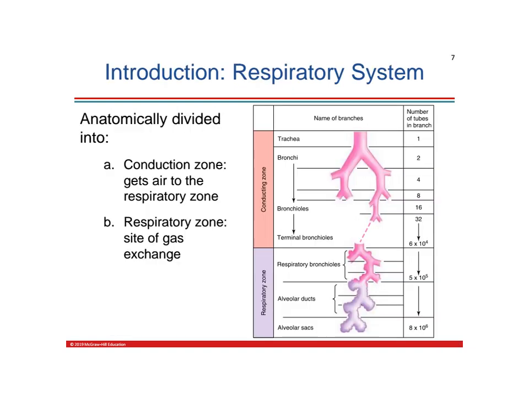This diagram shows very nicely that the respiratory system can be anatomically divided into the conduction zone, which gets air to the respiratory zone, and then the respiratory zone, which is the site of gas exchange. So the conducting zone consists of the nose, the mouth, the pharynx, the larynx, and then as you can continue here with the trachea, the primary bronchi, the bronchioles, all the way down to the terminal bronchioles.